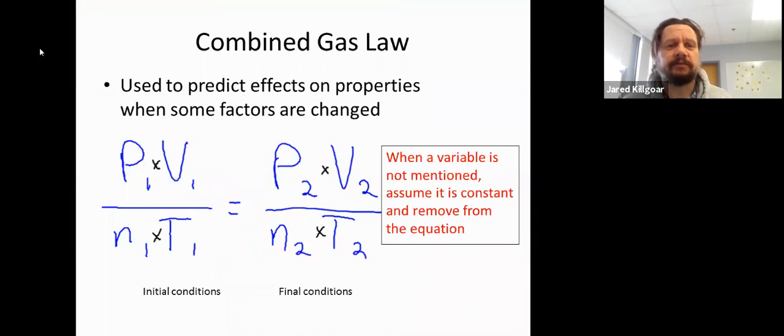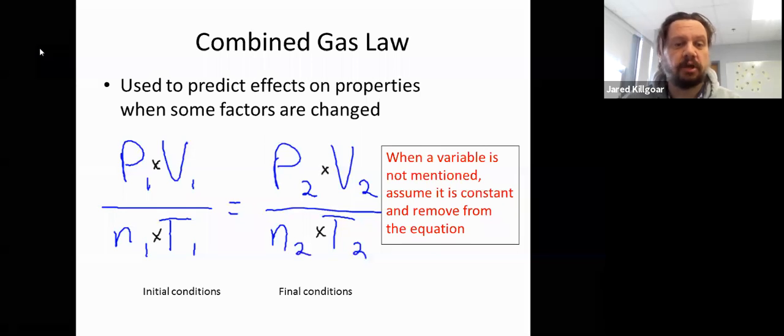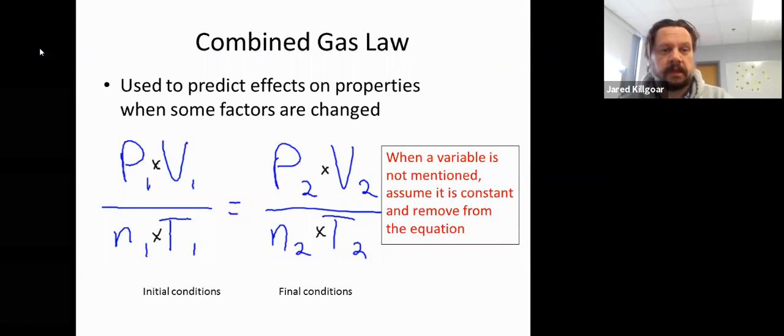So the combined gas law is used to predict the effects on the different properties of gases that we discussed when we're changing some of them. It can be one or a bunch. So we're going to compare the initial conditions to our final conditions.